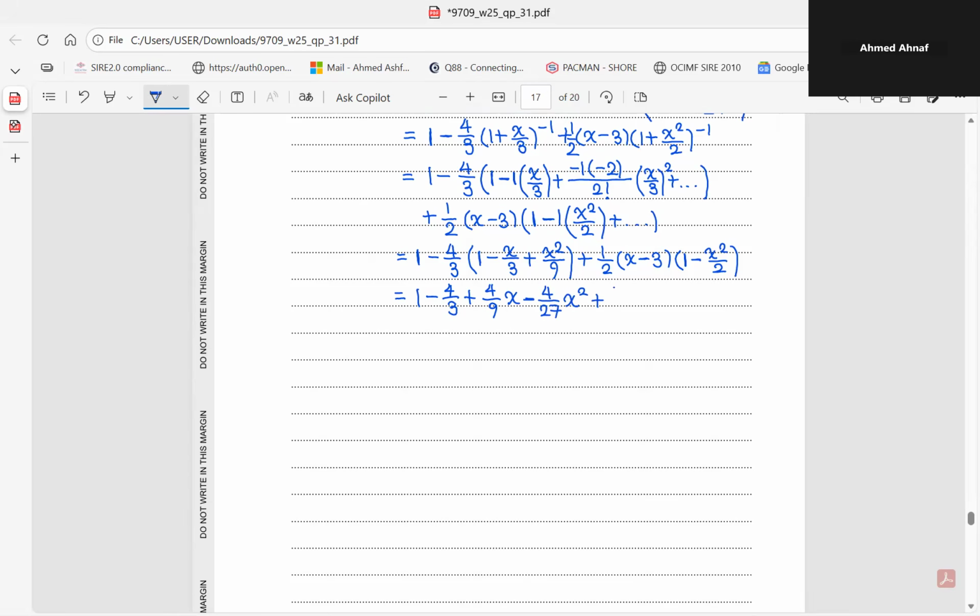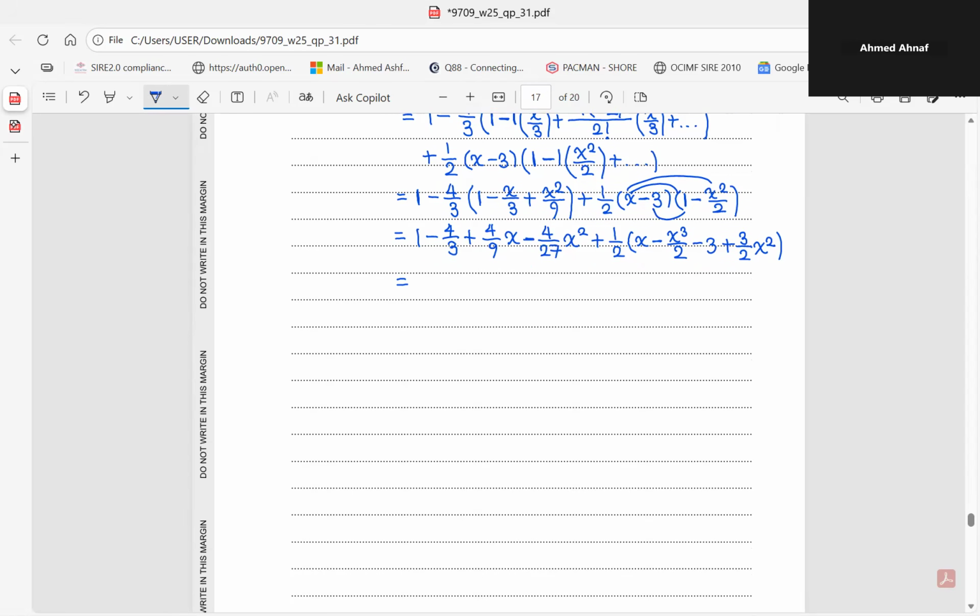And then plus half times, and to expand this, we're going to use the rainbow method. So x times (1 minus x squared over 2): x times 1, you get x. And then minus x times x squared over 2, you get x cubed over 2. And then minus 3 times 1, you get minus 3. Minus 3 times negative x squared over 2, you get plus 3 over 2 x squared.